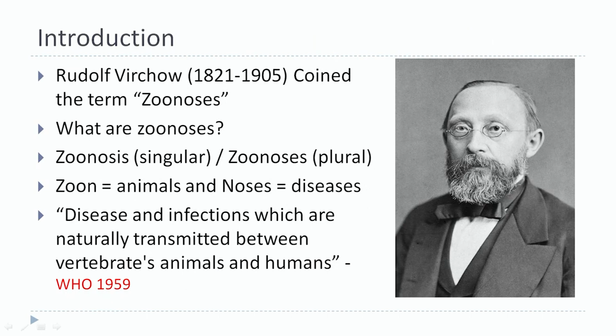So first we will start our discussion with what zoonosis is. The term zoonosis was coined by the scientist Rudolf Virchow. Zoonosis comes from two words: zoon means animal and nosis means disease. So zoonosis is a type of disease and infection that is transmitted naturally between vertebrate animals and humans.